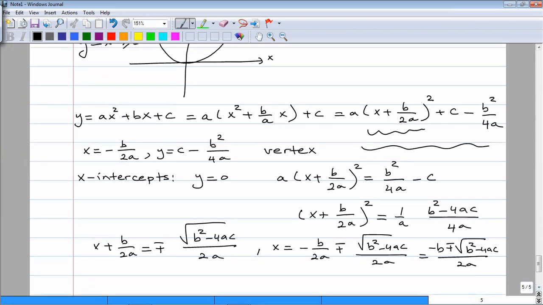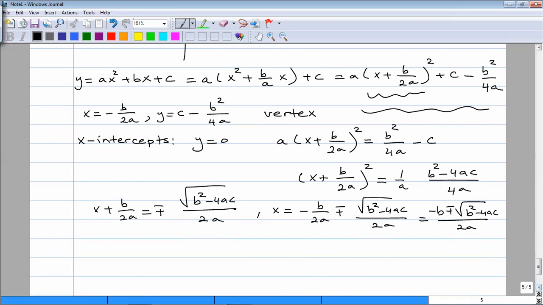Of course, if this number b squared minus 4ac is less than 0, then there are no x-intercepts. If it is equal to 0, there is only one x-intercept, and if it is positive, we have two x-intercepts. Okay, so you can consider this to be the quadratic formula. So ax squared plus bx plus c equals 0 if and only if x is equal to this.